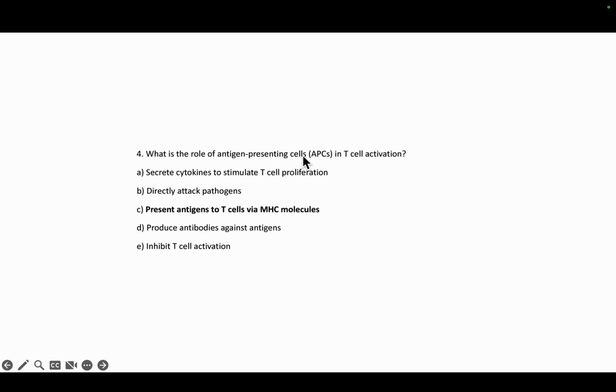What is the role of antigen presenting cells in T cell activation? Secrete cytokines to stimulate T cell proliferation, directly attack pathogens, present antigens to T cells via MHC molecules, produce antibodies against antigens, inhibit T cell activation. So, what antigen presenting cells do is process the antigens, and then present those through MHC molecules to T cells.